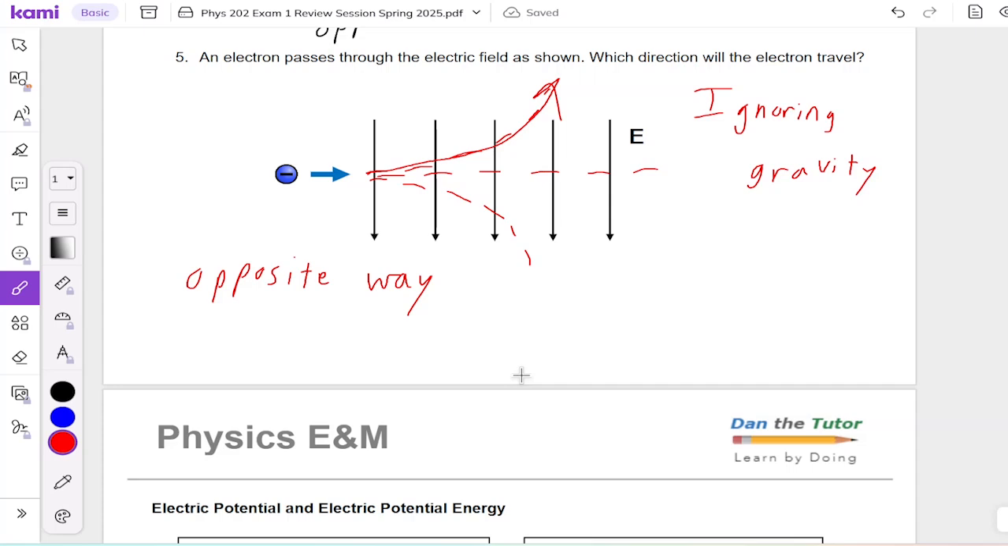Any questions? Like I said, easiest one of the night. Oh, and by the way, if it was a proton, yes, it would be going that way. And if it was a neutron, that's how you get straight across, if it's a neutron or no charge.